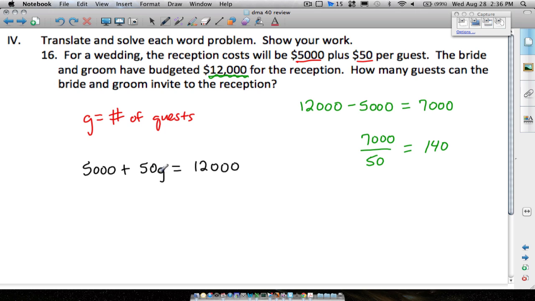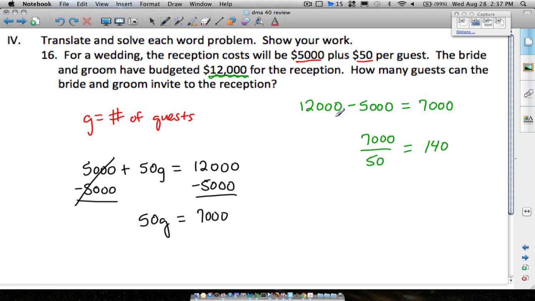For example, if they were to invite one guest, 5,000 plus 50 times 1, that would just be $5,050. If they were to invite 2 guests, 3 guests, 4 guests, 5 guests, it can keep on going, but we want to figure out what G is equal to make this side of the equation equal to $12,000, which is their budget. So now that we have an equation set up, we can solve this equation by subtracting 5,000 from both sides. Bring down what you have left. The 5,000s cancel. We have 50G is equal to $7,000.